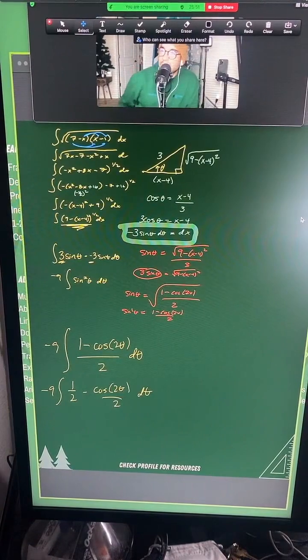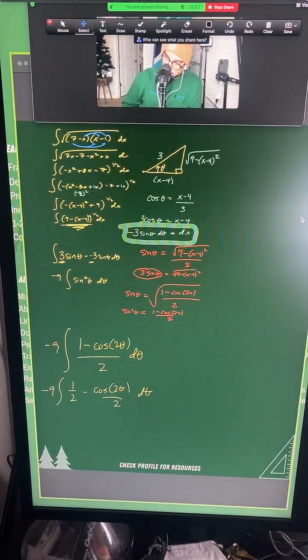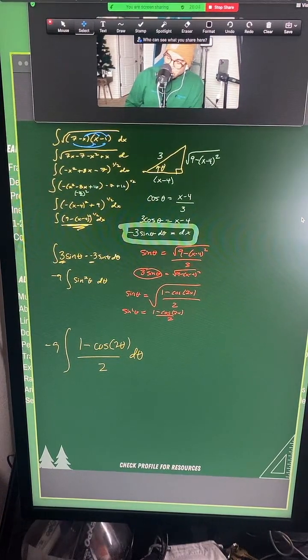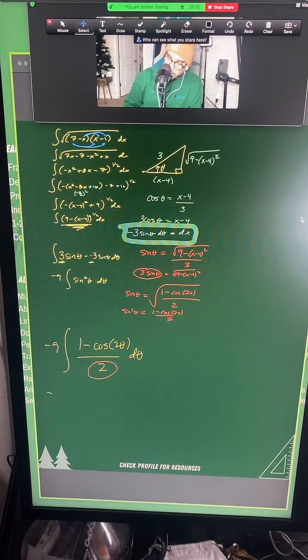All right. Someone said take the 2 out. Why not? Let's just do that, right? Instead, let me just go ahead and rewrite that. Honestly, I don't really care for the fractions that much, but let's just do that now. So people were saying that because we have the 2 on the bottom, let's remove it. So then we have -9/2 integral of 1 minus cosine 2 theta d theta.